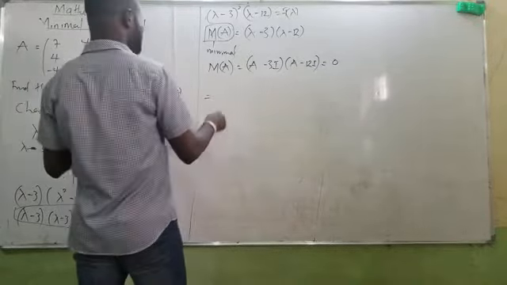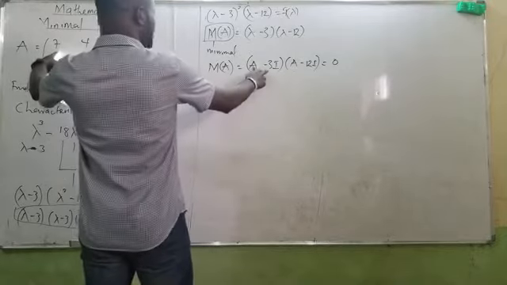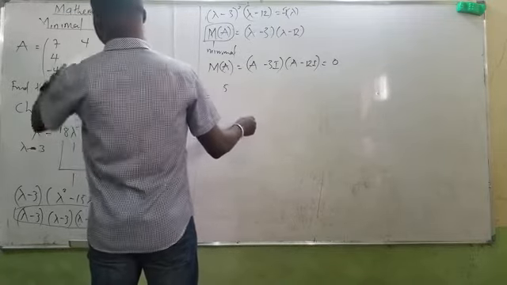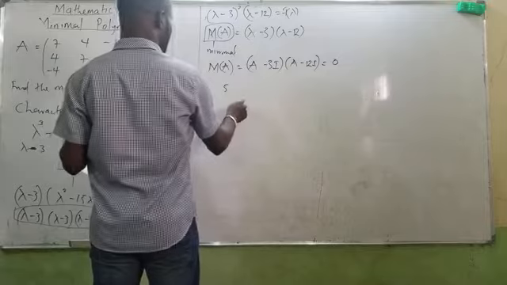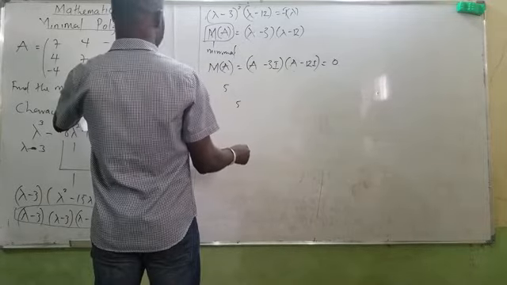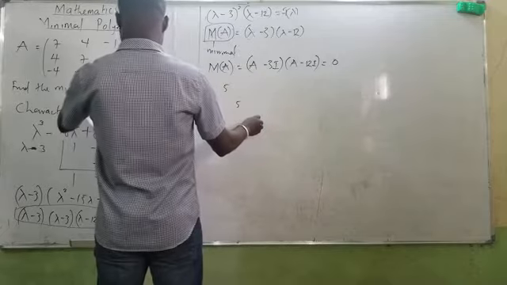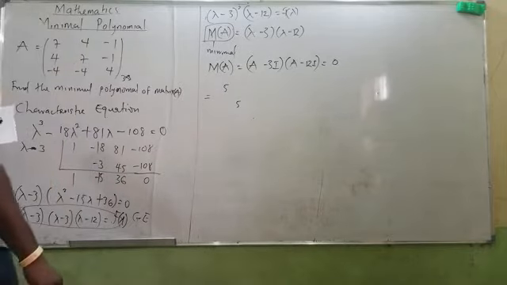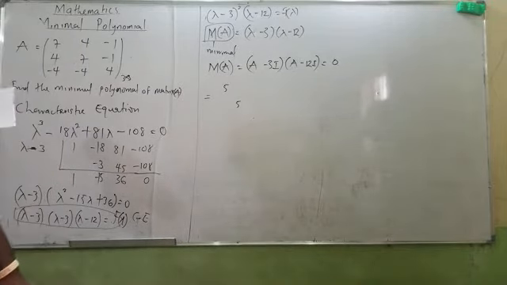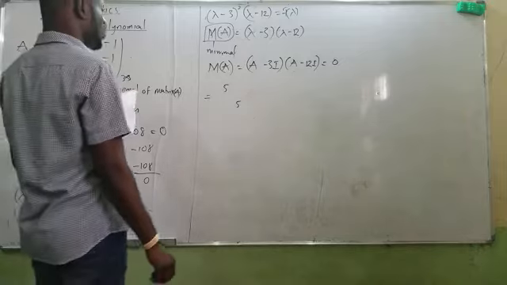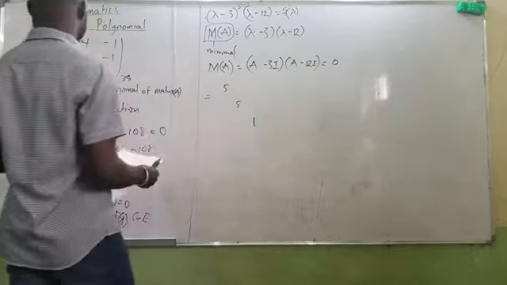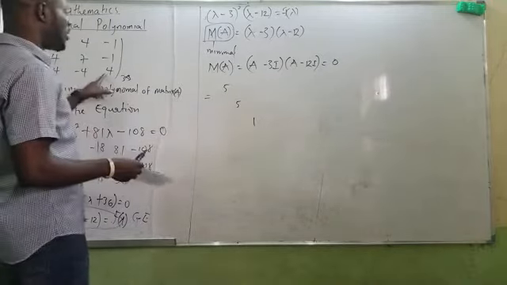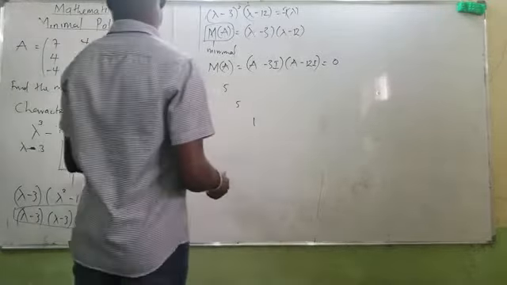This is my A. It means I'll be having minus 3. 7 minus 3, it will be 5. 4 minus 3, it will be 1. Hope I'm not making any mistake. Yes, this is 4. Now, 4 minus 3, it will be 1.